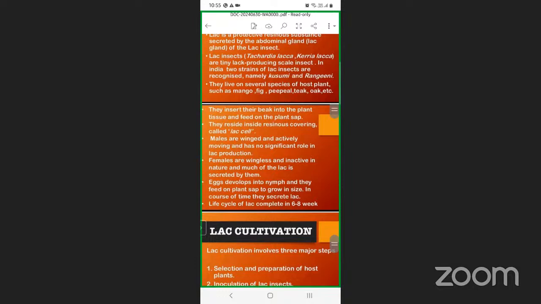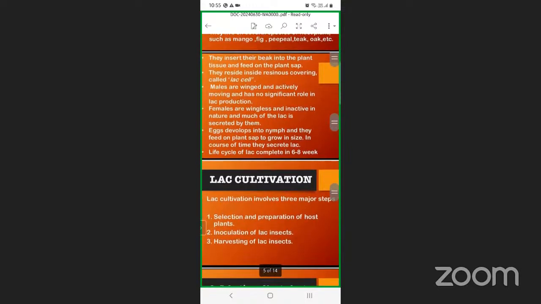They reside inside the resinous covering called the lac cell. The males are winged and actively moving and have no significant role in lac production. Females are wingless and inactive in nature, and much of the lac is secreted by them.